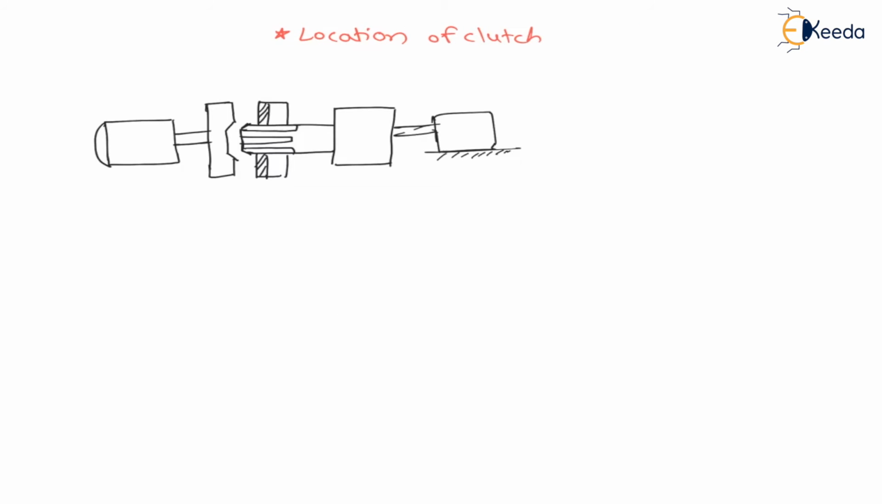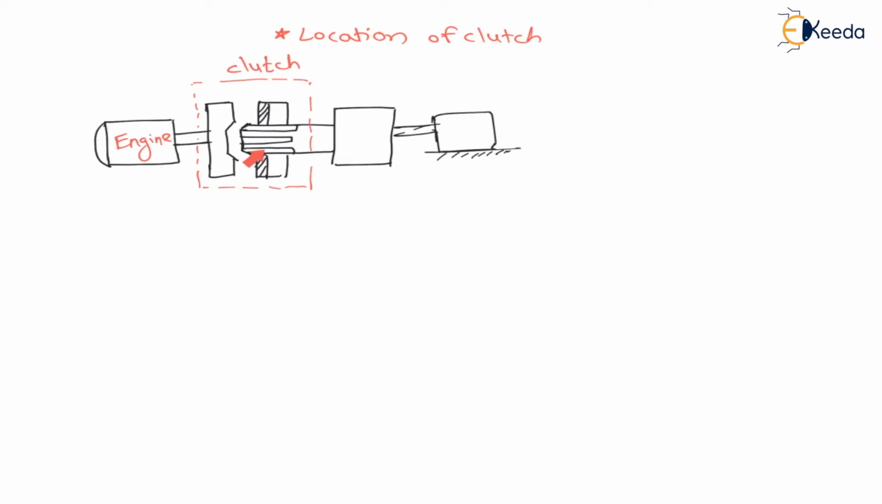Now we will understand the location of clutch, means where the clutch must be installed. Here the enlarged view of the clutch is shown. This is the clutch here. Here it is a power producing device, which is called the engine. This total arrangement, this bracket, is called the clutch.